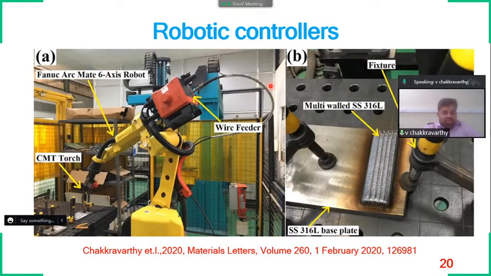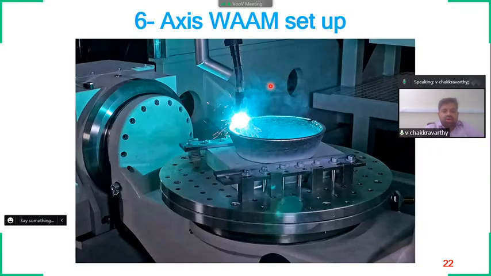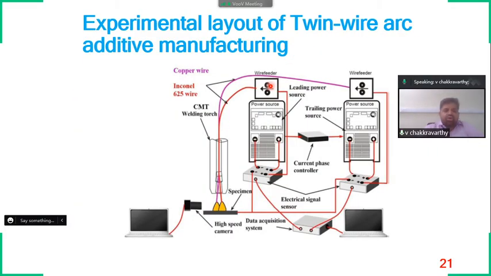But with robotic controllers, you can easily rotate in all degrees of freedom. That is one of the most advantageous parts. However, the precision and accuracy of the robotic controller is less as compared to CNC. So that's the thing to look at here. And other than that, there is a newly emerged system which is called twin wire arc additive manufacturing.